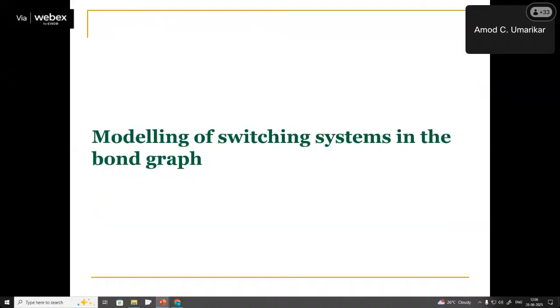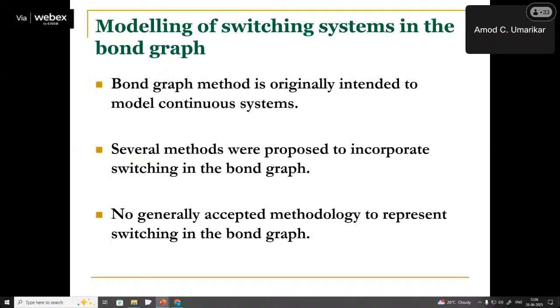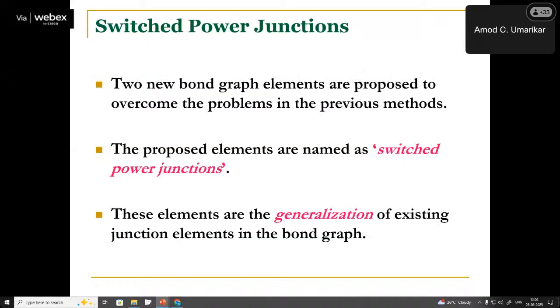So first, how will you model switching systems? The bond graph was originally developed to model continuous systems, in the sense that there is no switching included. There are several methods proposed, but an accepted methodology is not there. So what we have done is we have proposed two junctions called switch power junctions. These elements are a generalization of existing junction elements.